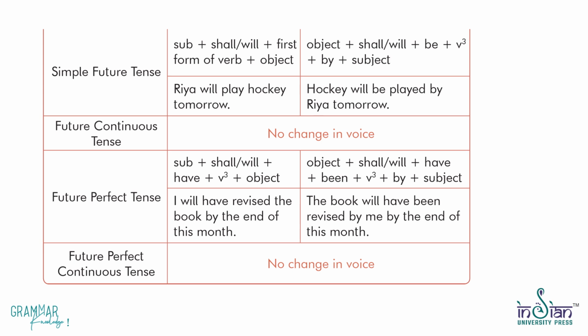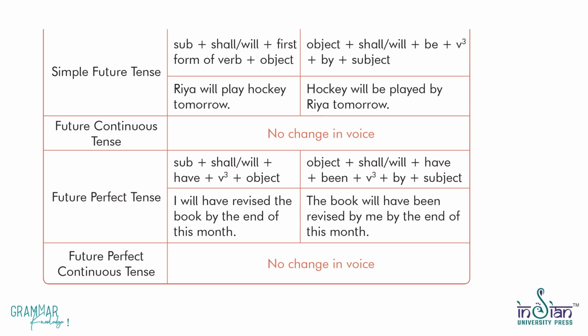Simple future tense. Subject plus shall, will plus first form of verb plus object. Riya will play hockey tomorrow. Object plus shall, will plus be plus V3 plus by plus subject. Hockey will be played by Riya tomorrow. Future continuous tense. No change in voice.